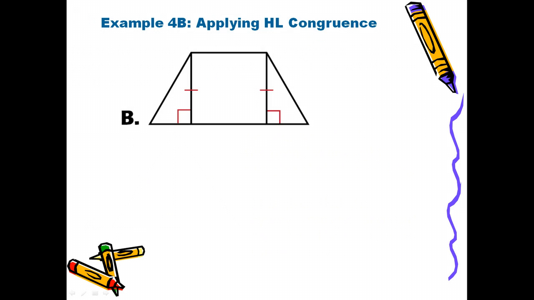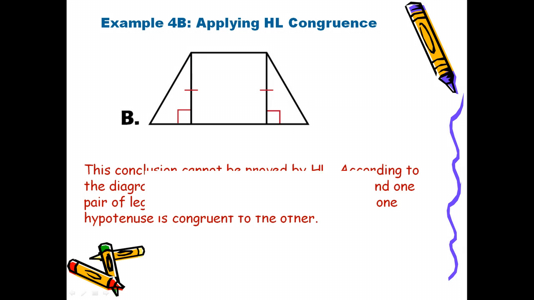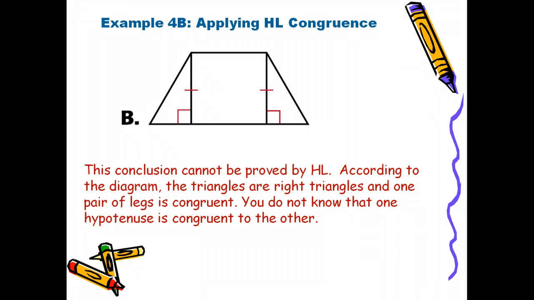Let's apply this and see if we can prove these two triangles to be congruent. Well, they both have one leg congruent to the other and an angle congruent. Can we somehow prove that this hypotenuse is congruent to the other hypotenuse? No, we cannot. Not enough information has been given to us to say that these are congruent.